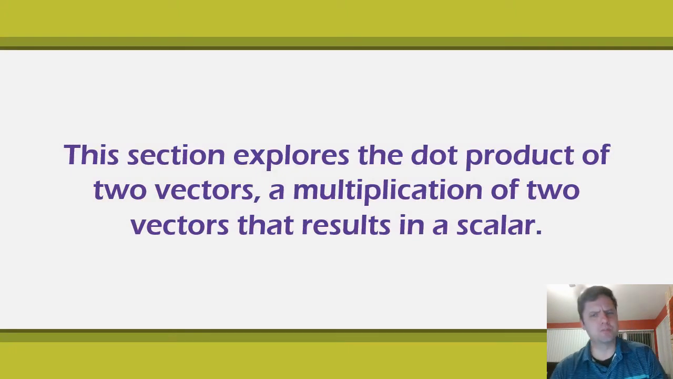So this section explores the dot product of two vectors, which is a multiplication of two vectors that results in a scalar. Remember, a scalar is just a number. It doesn't have direction like a vector does. And so we're going to talk about what a dot product does, how we find them, and why it's useful in this lesson.